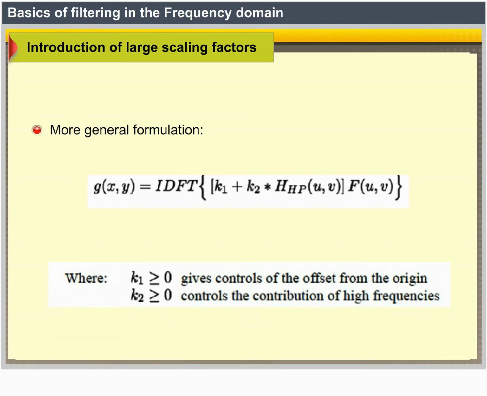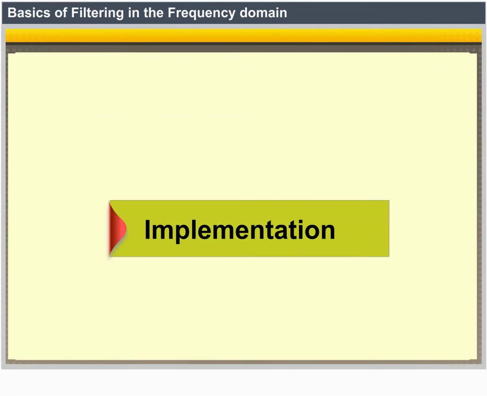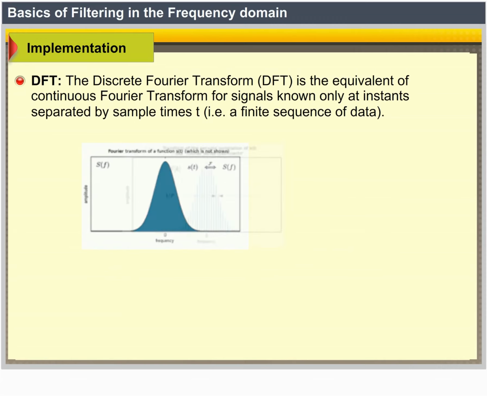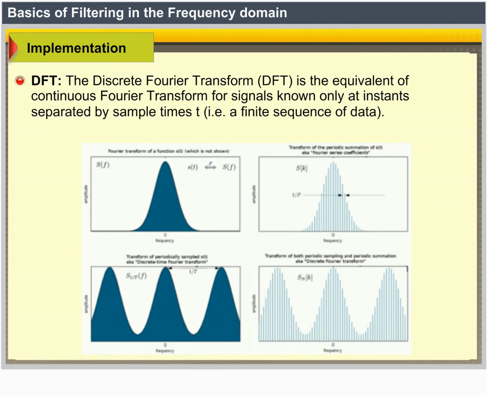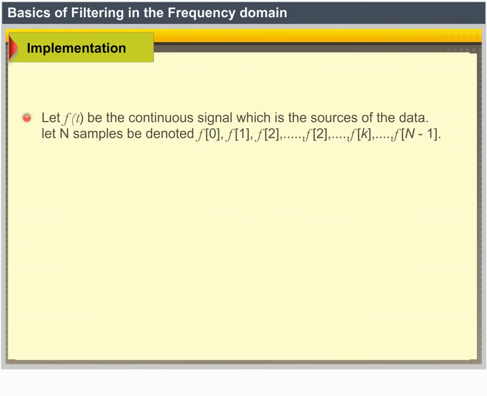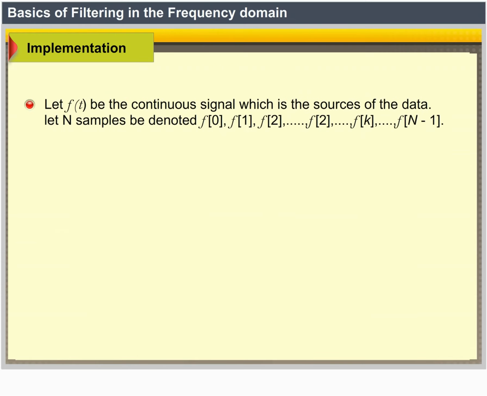Implementation. DFT. The discrete Fourier transform, DFT, is the equivalent of the continuous Fourier transform for signals known only at instants separated by sample times T, that is, a finite sequence of data. Let f(t) be the continuous signal which is the source of the data. Let N samples be denoted as f0, f1, f2, and so on, fk, and so on, up to f(N-1). The Fourier transform of the original signal f(t) would be as shown on screen.